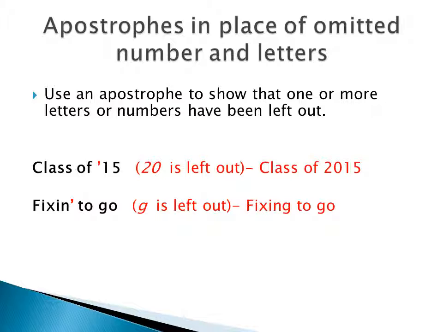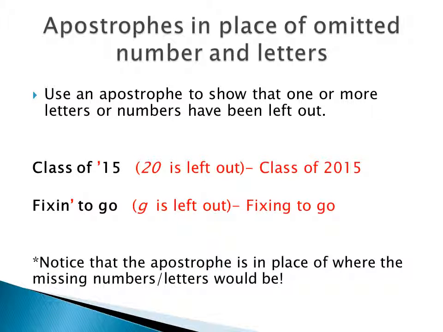You could also say, I am fixin' to go to the store. Now, though you wouldn't technically want to use this in your writing, you will see this a lot in dialogue in a text or a script. Fixin' with an apostrophe is abbreviated. The apostrophe takes the place of the G. Notice that the apostrophe is in place of where the missing numbers or letters would be.